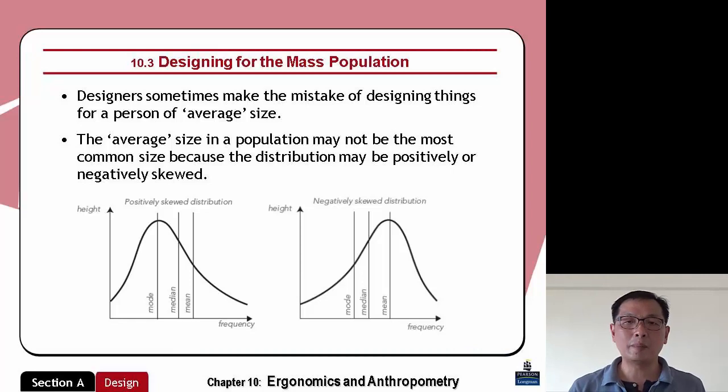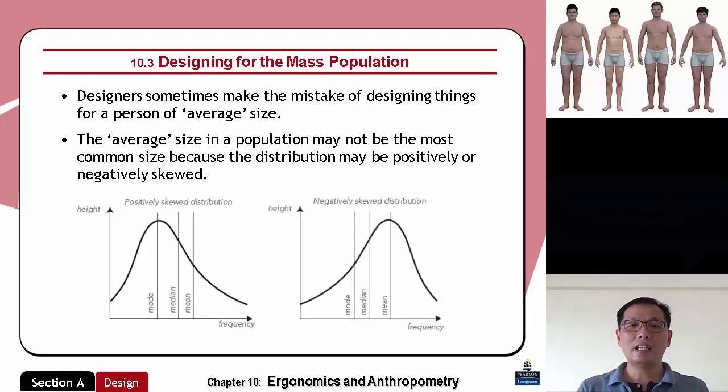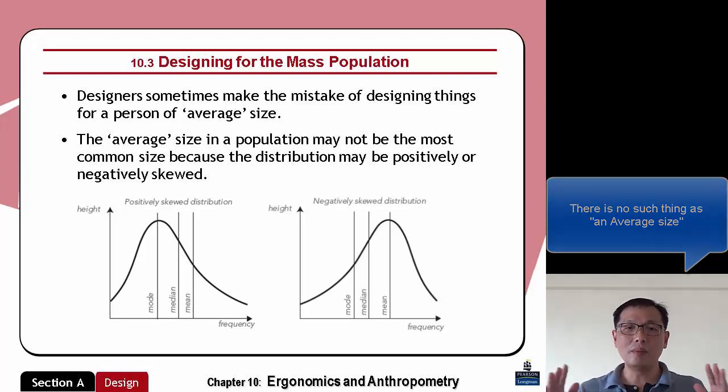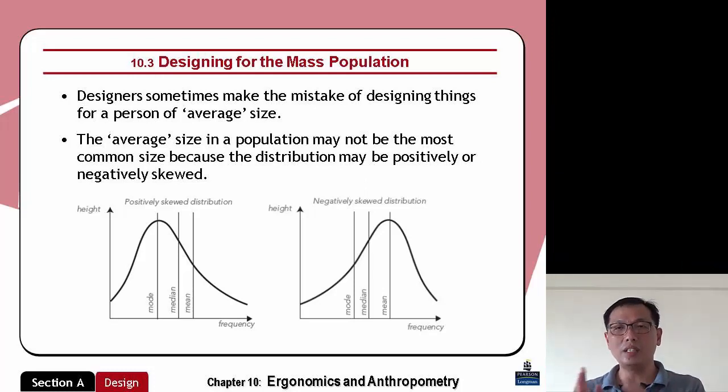Alright, designing for mass population. Designers sometimes make the mistake of designing things for a person of an average size. There's no such thing as an average person. Right? The average size in a population may not be the most common size because the distribution may be skewed to one side, either positively or negatively skewed. It means there's no such thing as an average person, although there is a mean, but the majority can be way off to one side.